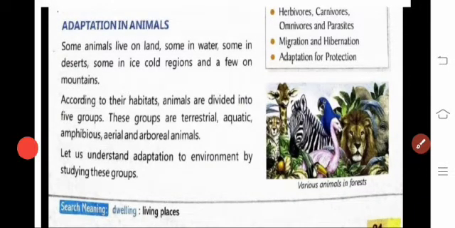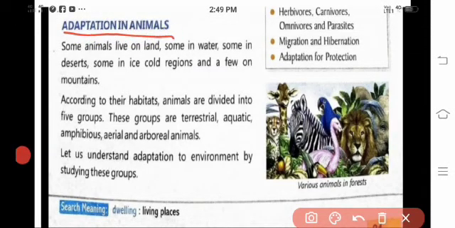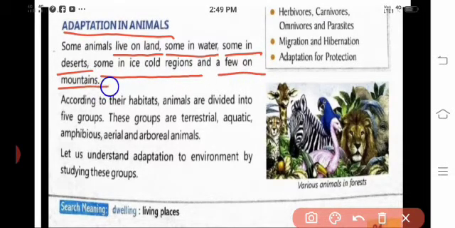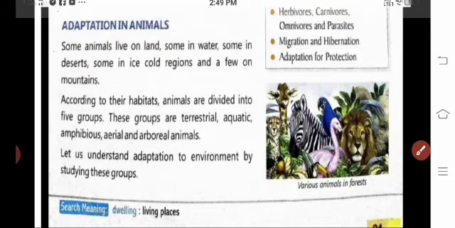Next we can move to adaptation in animals. What is that? Adaptation in animals. Some animals live on land, some in water, some in deserts, some in ice cold regions and a few on mountains. The animals live in so many different types of places. Let me see one by one.